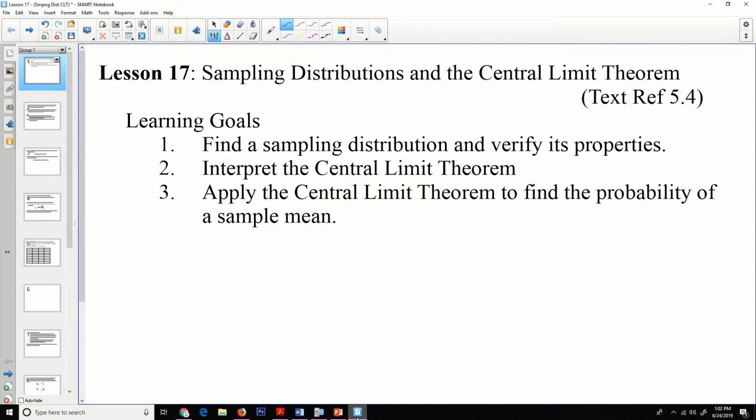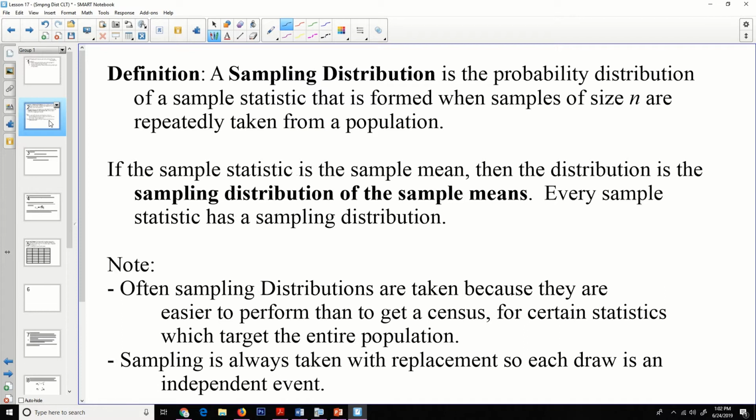Today we're going to find a sampling distribution and verify its properties. We're going to interpret the Central Limit Theorem, and then we are going to apply the Central Limit Theorem to find the probability of a sample mean. So the first thing we need to do is define what a sampling distribution is.